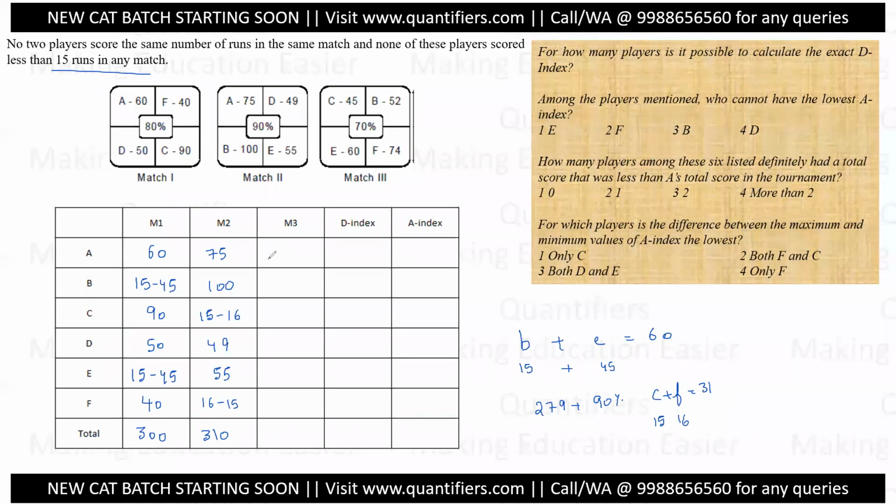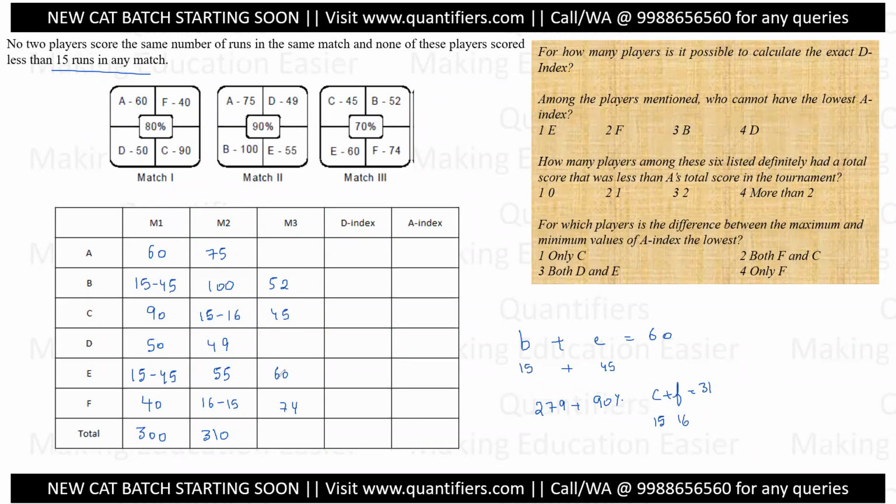Now let's talk about the last match. I know that this player has scored 52. This player has scored 45. This player has scored 60. This player has scored 74. Okay. What is the total here?